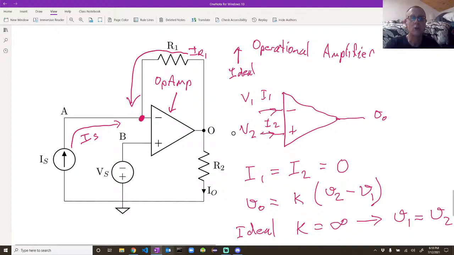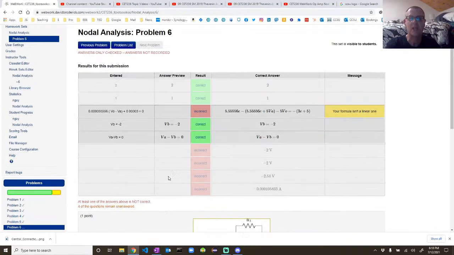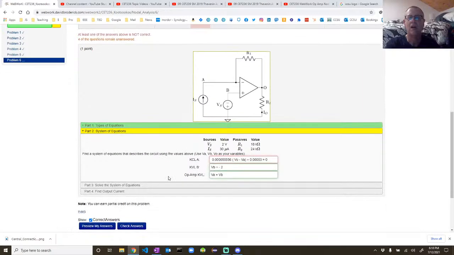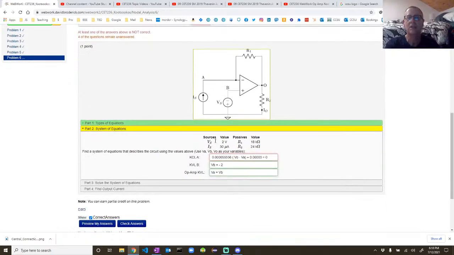Okay, and let's just quickly go back and have a look at the things we're given. Right, we're given that Vs is 2 volts, and we're allowed to use VA, VB, and VO as our variables. That's an O, not a 0.